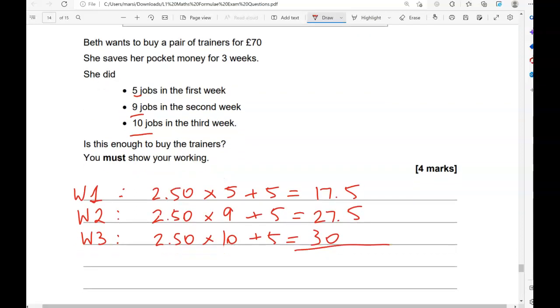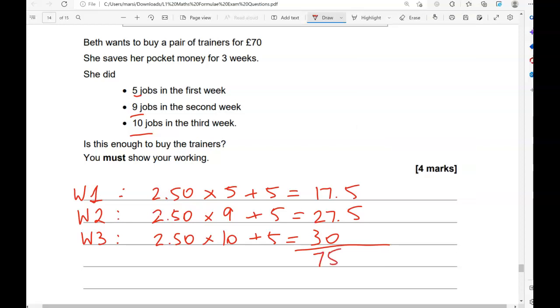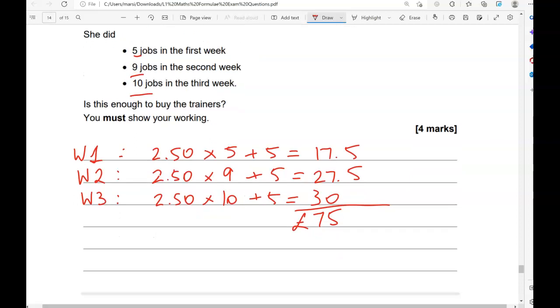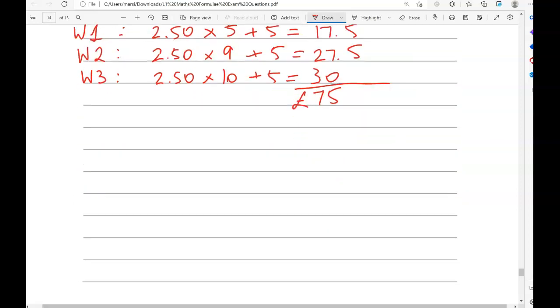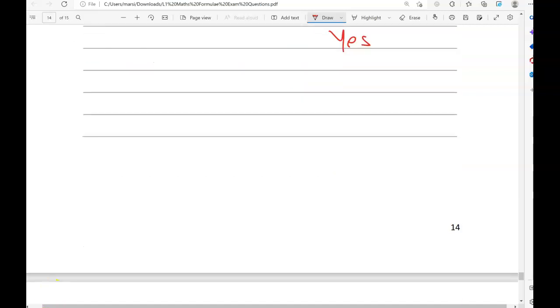So adding all of these together now, 30 plus the 27.5 plus the 17.5 gives us £75. The trainers cost £70, so is this enough to buy the trainers? We're going to say yes. And this is the end of the questions.